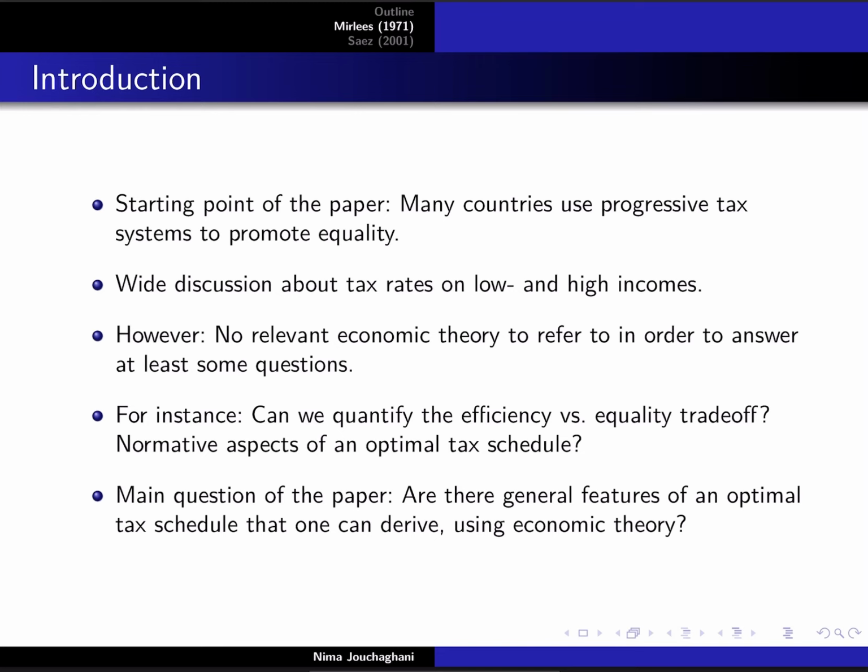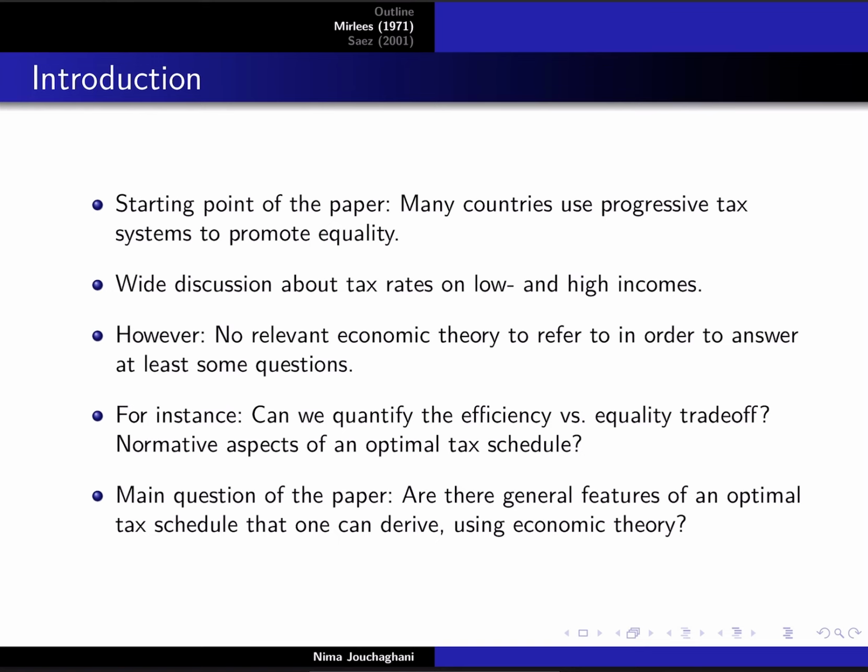incorporating an optimal tax schedule. So, for instance, can we somehow use economic theory to quantify the efficiency versus equality trade-off? Obviously, if you increase marginal tax rates for high income people, you probably will raise tax revenue, but at the same time there might be a behavioral response of the high income people which might decrease efficiency. So in general you would think of a trade-off between efficiency and equality, and he basically asked the question, can we quantify this? Can we somehow use economic theory to derive an equation which can be estimated with real data?